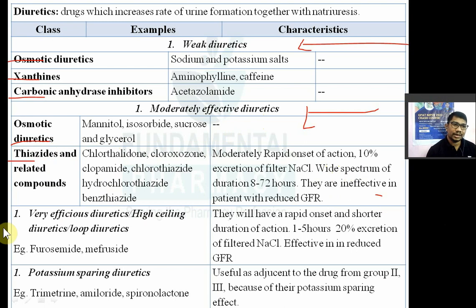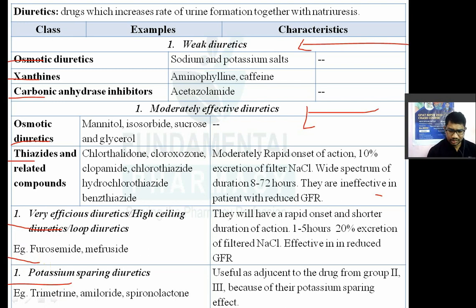The third category of diuretics are the very effective diuretics, or highly efficacious diuretics, or high ceiling diuretics, also known as the loop diuretics. Examples are furosemide, piretanide, ethacrynic acid and bumetanide. Okay. Potassium sparing diuretics, in that you have triamterene, amiloride, spironolactone and eplerenone. Okay. So these are the drugs.